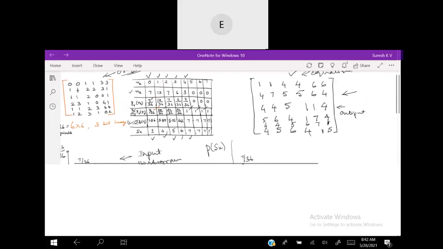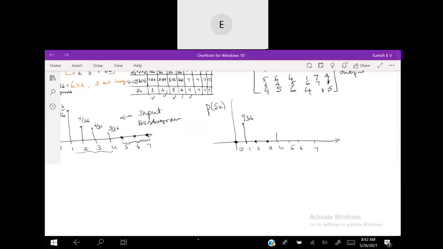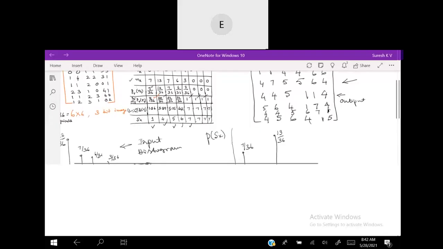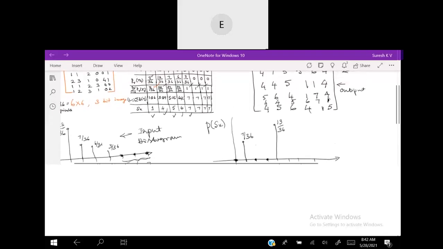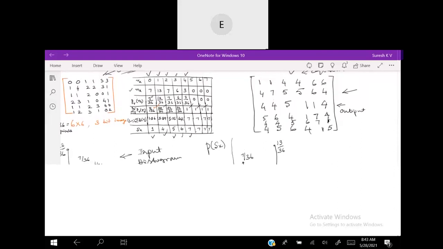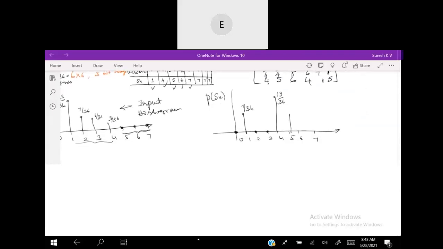Okay. So how many 4's are there? 1, 2, 3, 4, 5, 6, 7, 8, 9, 10, 11, 12, 13 4's are there. So you have probability of 4 as 13 by 36. And how many 5's are there? 1, 2, 3, 4, 5, 6, 7. Sorry, 7. So 7 by 36.